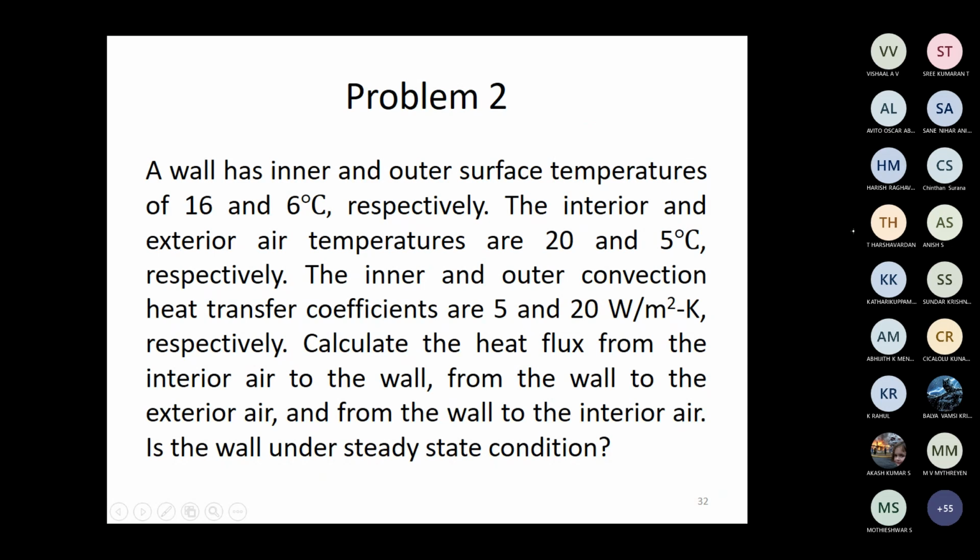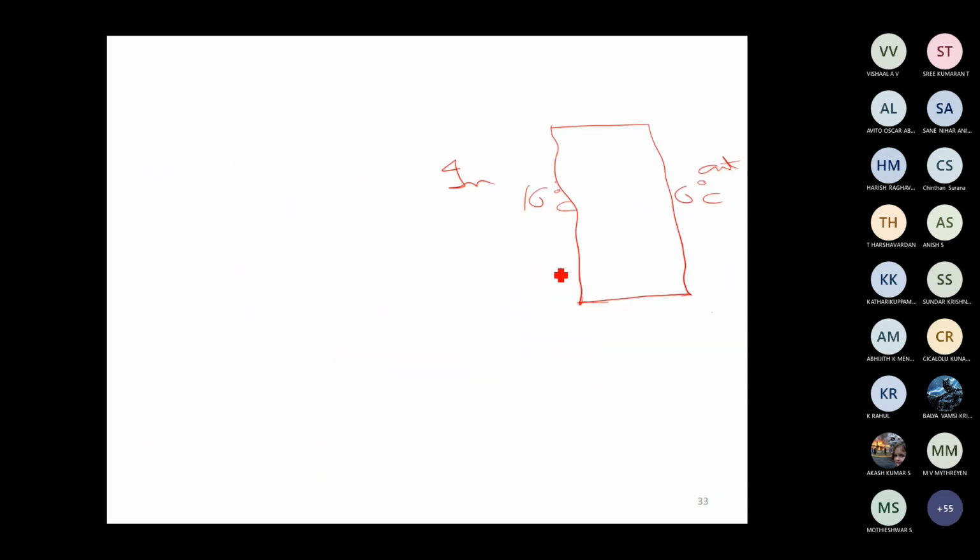The interior and exterior air temperatures are 20 and 5 degrees Celsius respectively. Now the air on this side is 20 degrees Celsius and air on this side is 5 degrees Celsius. So see the difference. The wall is at 16 degrees Celsius, but inside air is at 20 degrees Celsius. So there is a temperature difference between the medium and the wall here. Likewise, there is a temperature difference between this wall and the medium here.